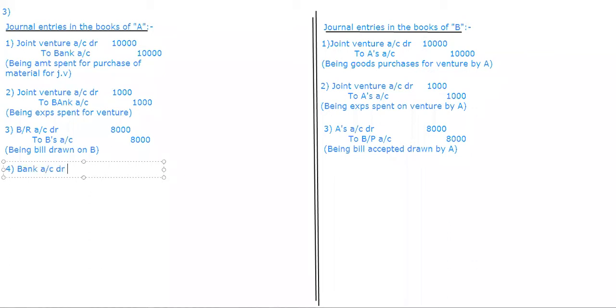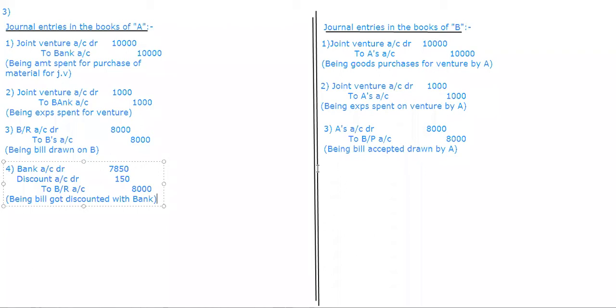bank account debit. How much he got in the form of discount? 7,850. Then discount account debit. How much is the discount? Of course, 150. To bills receivable account, which is 8,000. Now we are going to write this as being, see here very carefully, bill got discounted with bank. This one is fine.